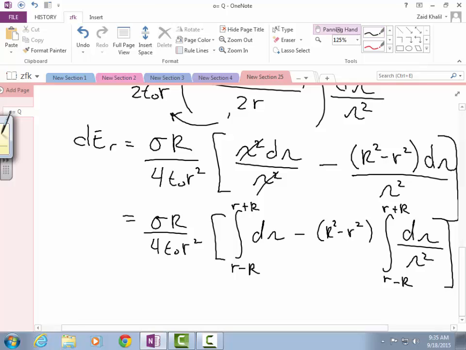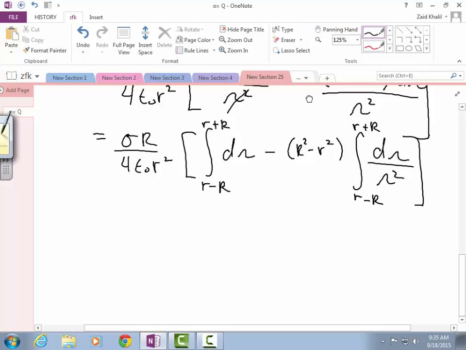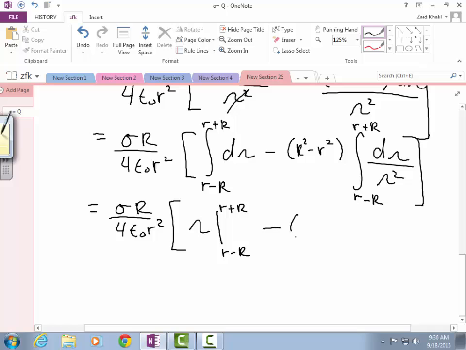All right, so now, what do we have? We integrate this. We have sigma R over 4 epsilon 0 little r squared times what? When we integrate this, what do we get? The integral of d script r is script r, evaluated from little r minus R to little r plus R. Minus, script r squared minus R squared. When we integrate 1 over script r squared, what do we get? It's going to be negative 1 over script r, evaluated from?